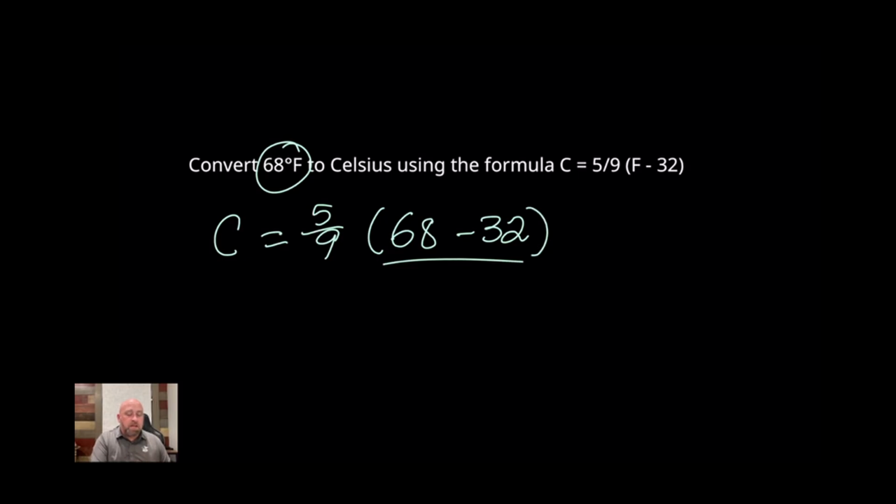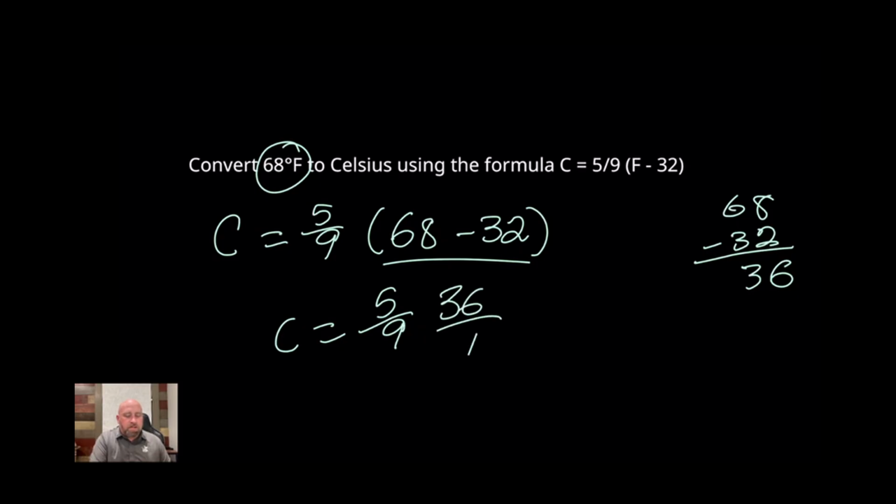We'll do one more quick. Let's do this. We want to find the answer to this problem: convert 68 degrees Fahrenheit to Celsius. We're just going to plug into this formula right here. So Celsius equals 5/9 times F, which is Fahrenheit, so 68 minus 32. That's in parentheses, so we do this first. What is 68 minus 32? That gives us 36. So C equals 5/9 of 36.